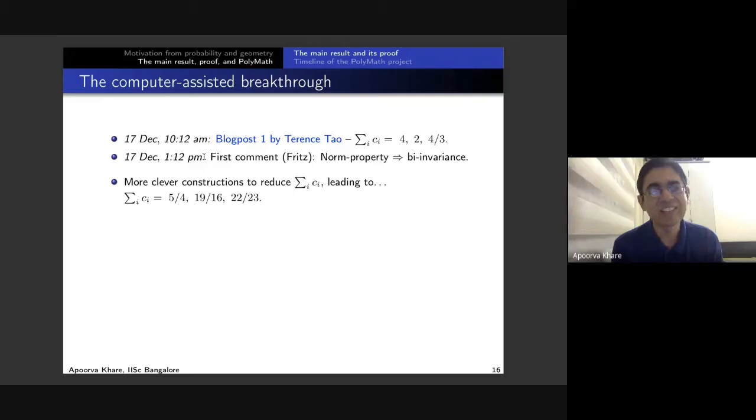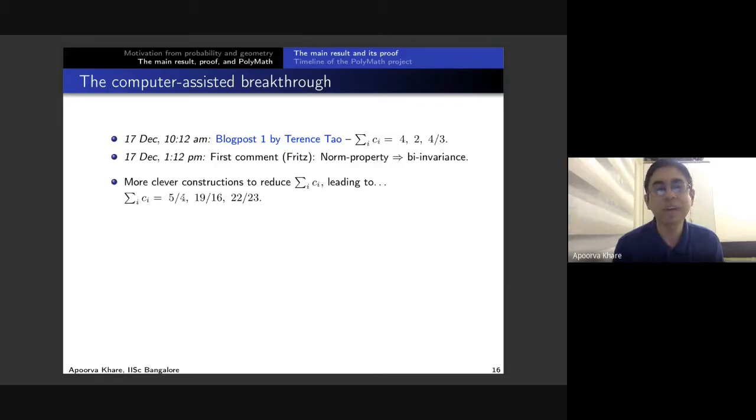So after 2 days, I think people sort of said, okay, this doesn't seem to be working out. Let's come back to try to prove that these bounds can be brought down to zero. So we had the bounds until 4/3. Tobias Fritz did this in 3 hours, as I said. But then after 2 days, people went back to these bounds. From 4/3, the next improvement was to 5/4.